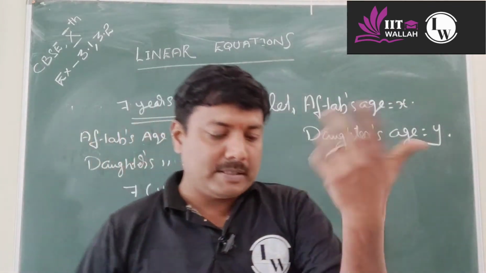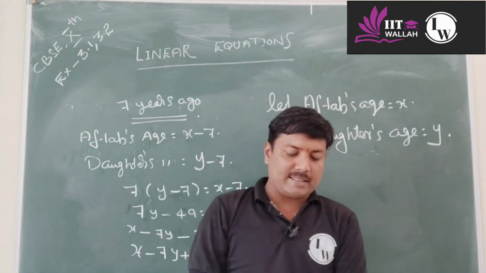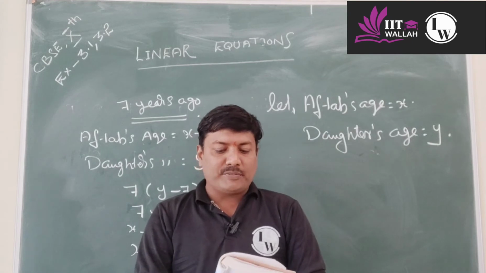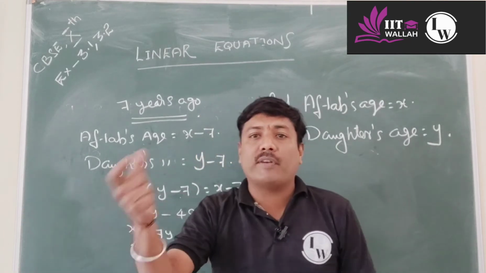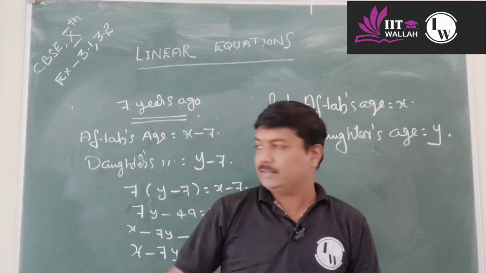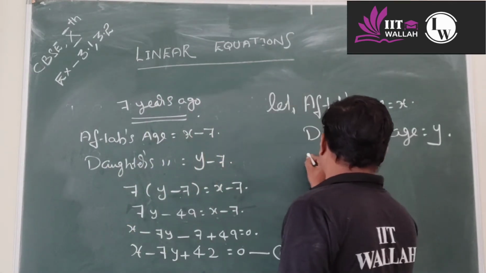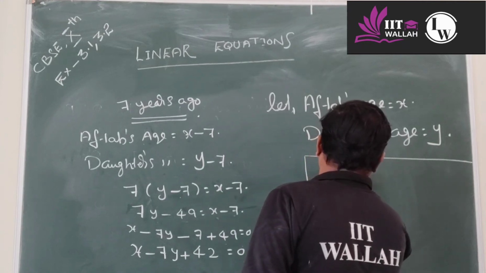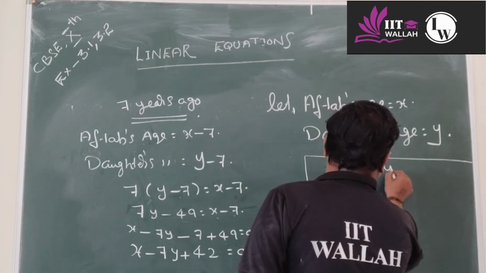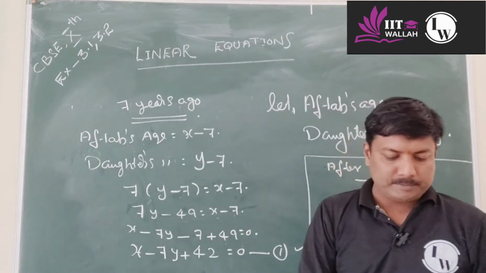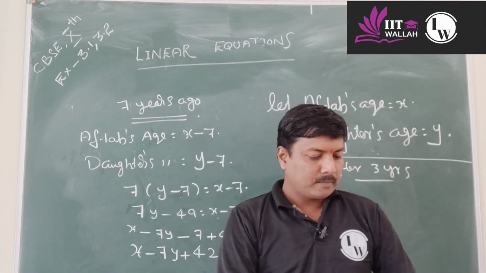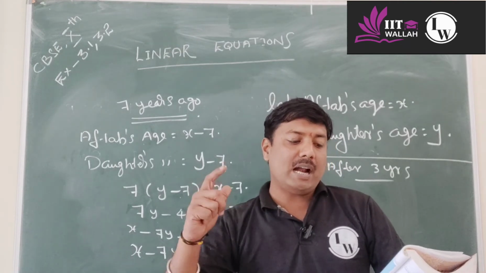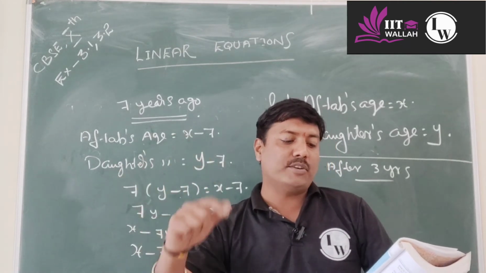Now the second condition, we will check what they are saying in the second condition. They are saying that 3 years from now, which means after 3 years. So that condition also we will write. After 3 years, what is happening? After 3 years, I shall be 3 times as old as you will be.